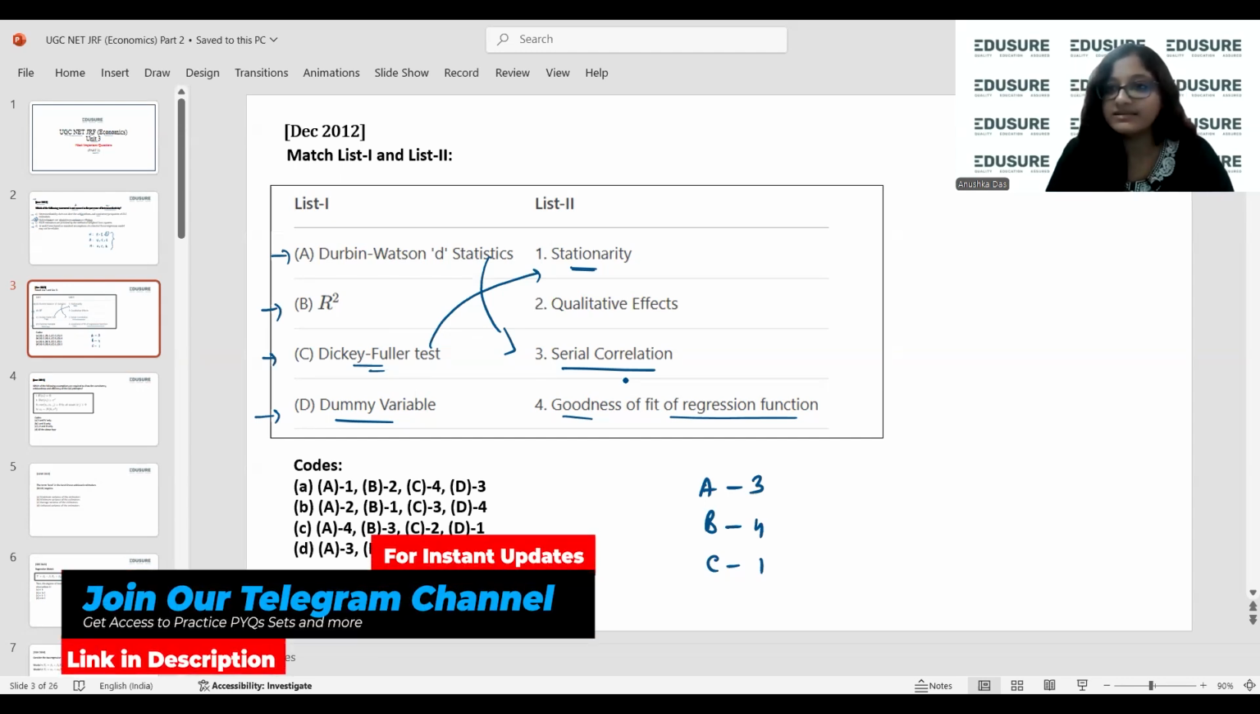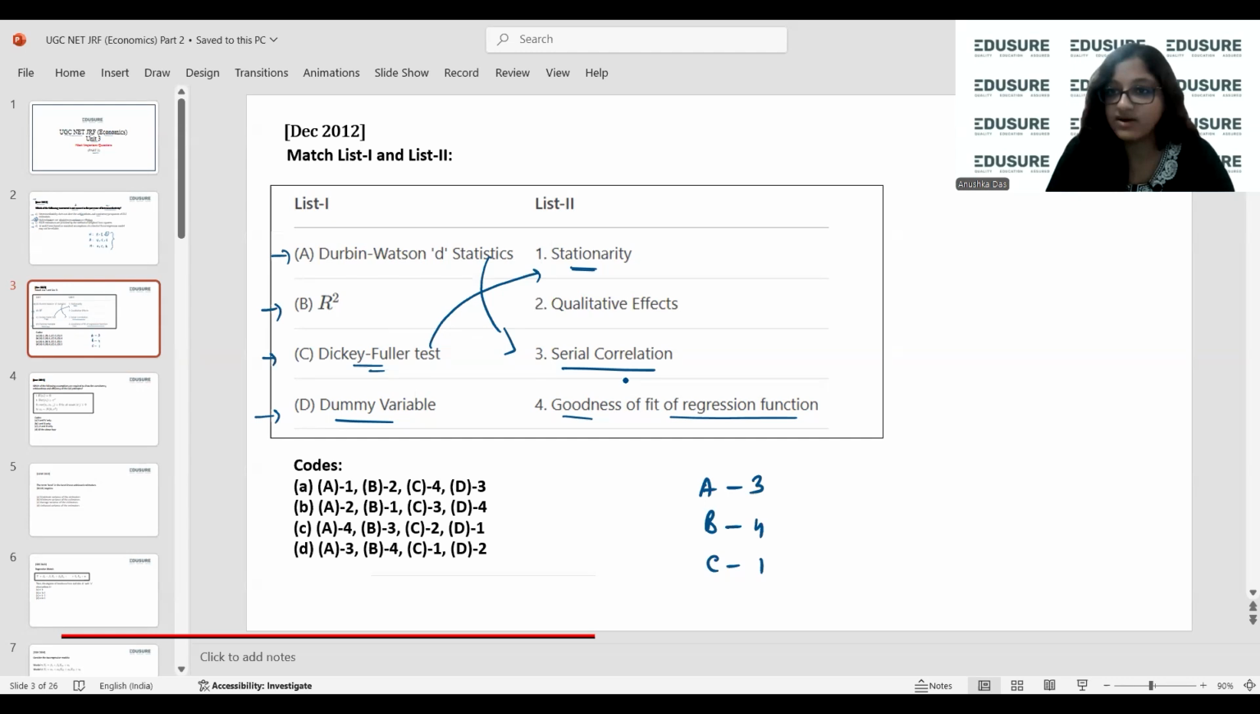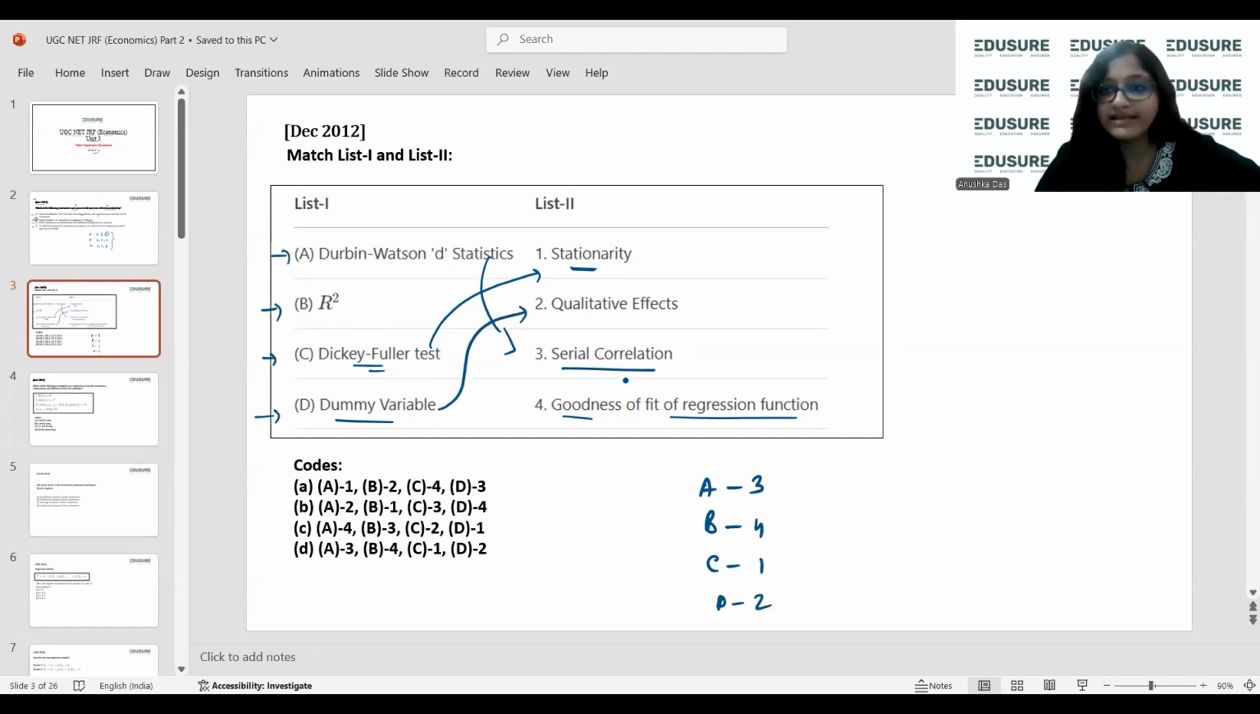Similarly, what could be another thing? Mother tongue is also another one. Suppose the season: winter, summer, autumn, spring, they are all seasons. Season is also a qualitative variable. So in case of qualitative variables, those variables which you cannot express using numbers, you have to introduce some variables known as dummy variables, right? So a dummy variable will be associated with qualitative effects.